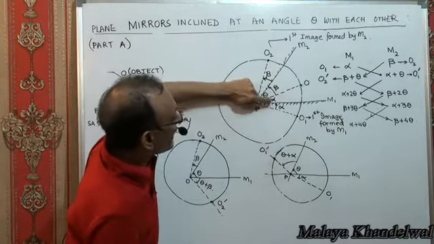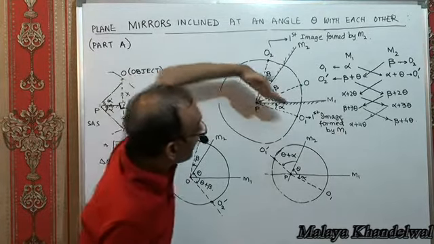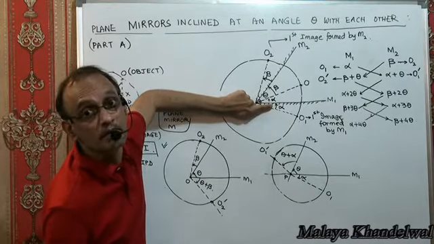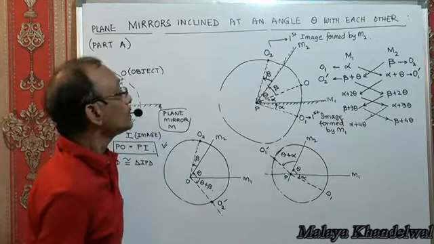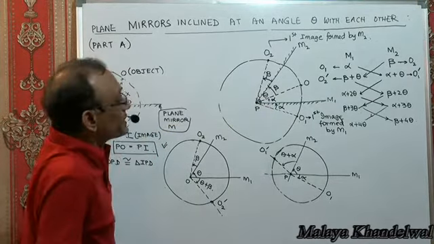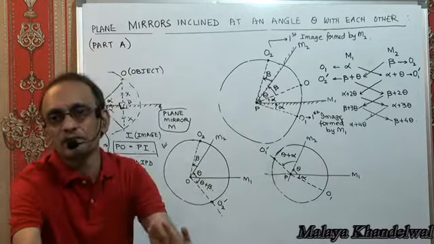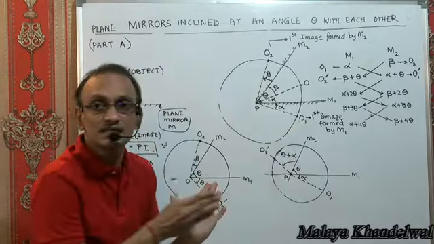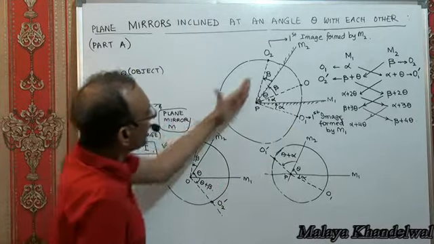If OP makes an angle alpha with M1, then PO1, where O1 is the image of O, will also make an angle alpha with the mirror, right? So which means if this angle is alpha, this will also be alpha. This is the first image formed by M1, first reflection by M1, this is the image, right? Similarly, look at M2.